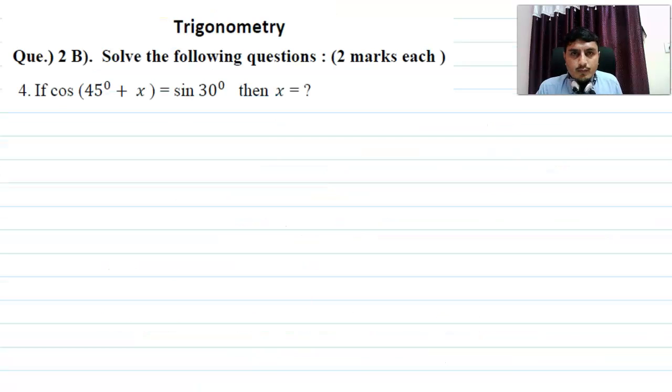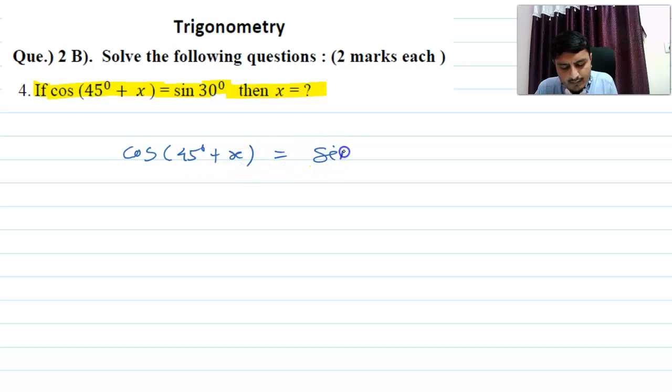Look at the fourth sub question. It is of the form: if cos of 45 degree plus x is equal to sin of 30 degree, then x is equal to what? So the given trigonometric equation is cos of 45 degree plus x equal to sin of 30 degree. Now, since there is a cosine ratio on the LHS, try to convert the RHS in terms of the cosine ratio. That means we are converting the sine ratio in terms of the cosine.